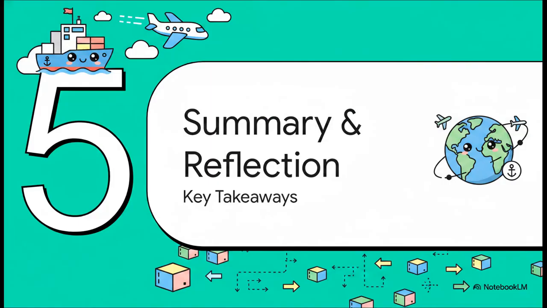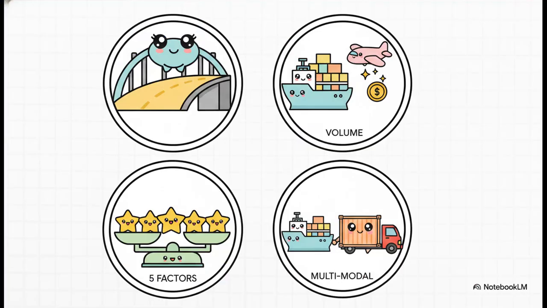And that brings us to Section 5, Summary and Reflection. Let's quickly wrap things up. Just to cement what we've covered today, please remember these key takeaways. First, transport infrastructure really is the physical backbone of all cross-border trade. Second, every mode has its purpose. Sea moves immense volume, while air moves incredible value.